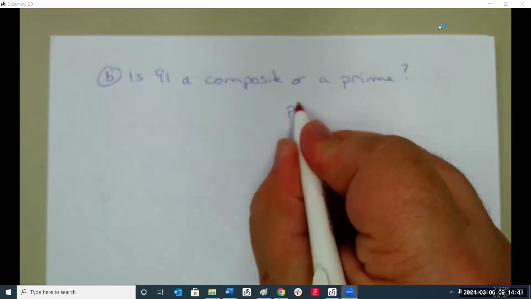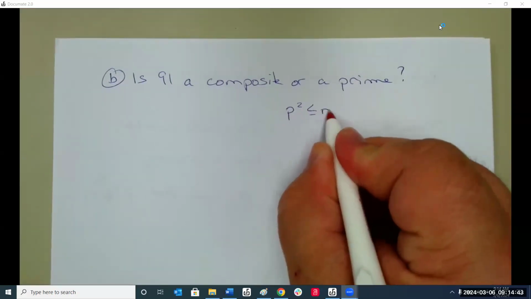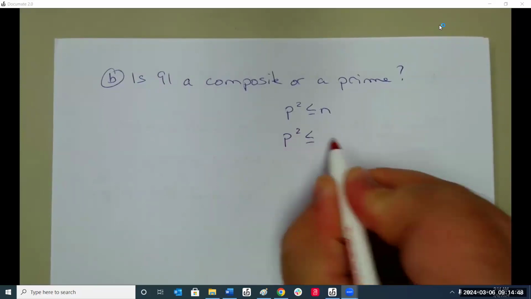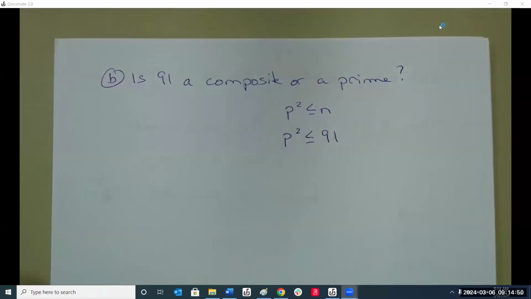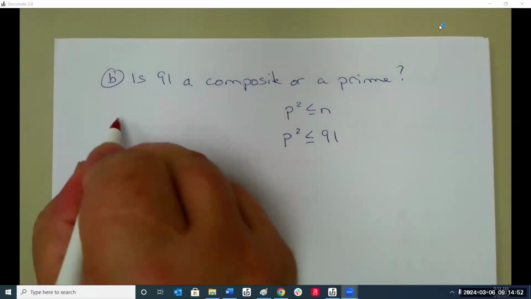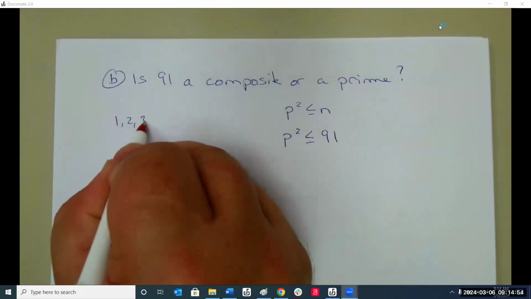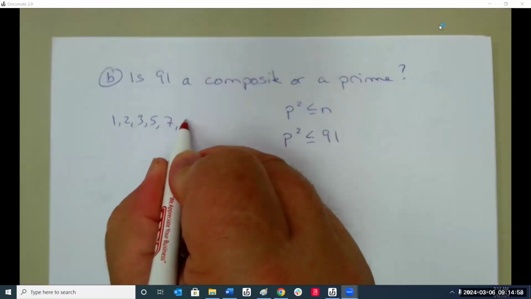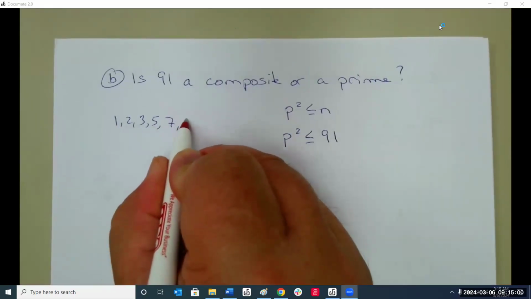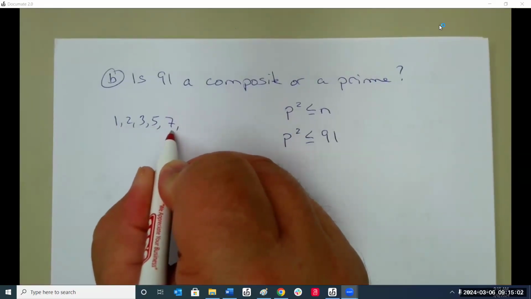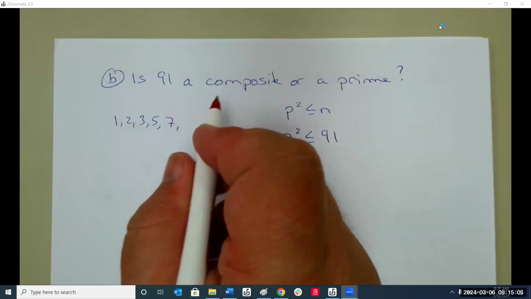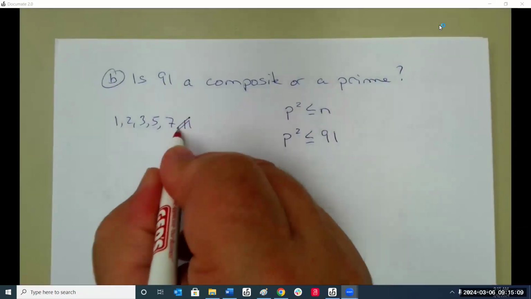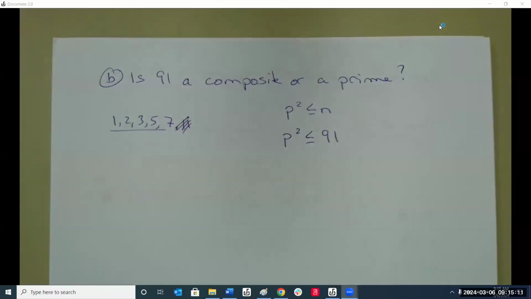Remember, we have to find a prime number squared that's less than or equal to 91. So it's 1, 2, 3. What's the next one after 7? That's a prime number. 8's not, 9's not, 10, 11. Is 11 times 11 bigger than 91? So we have to only check these numbers.